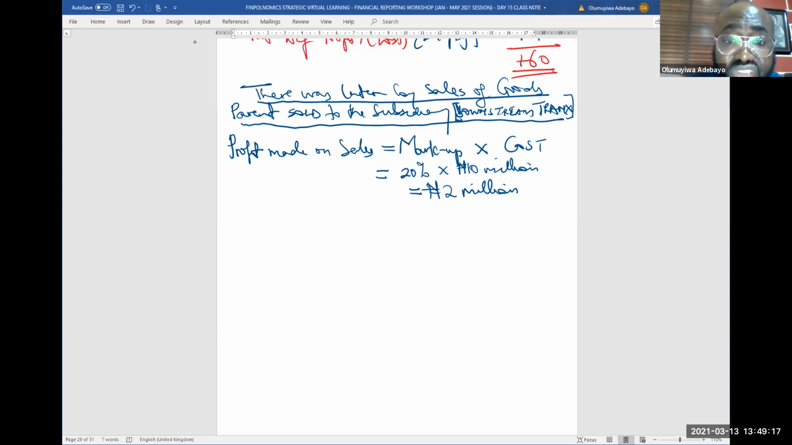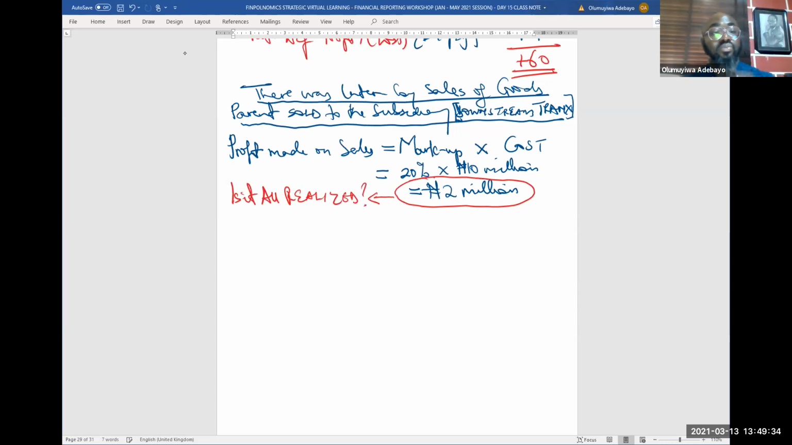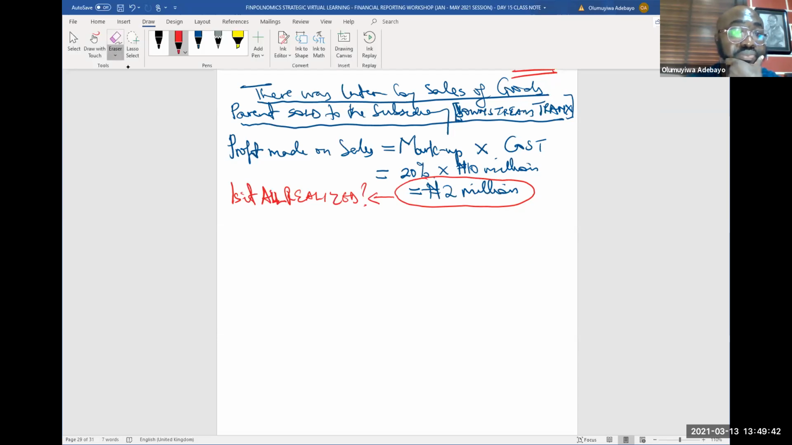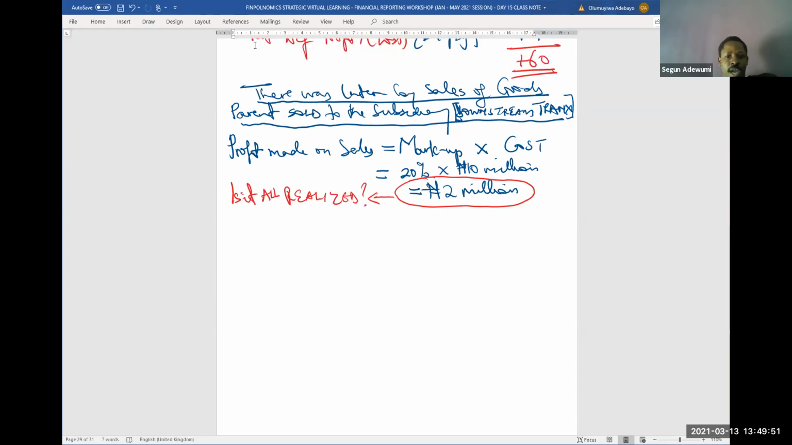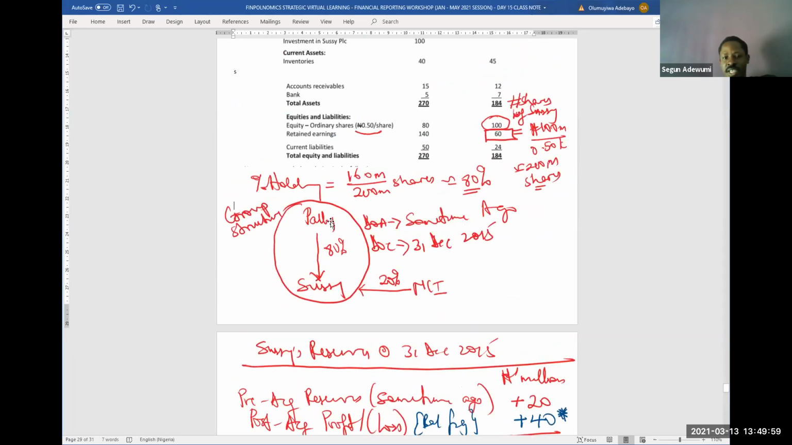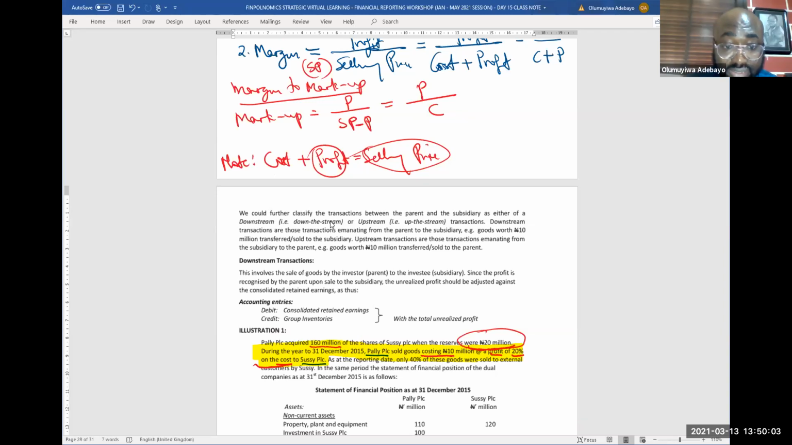Now, the question we now ask is that of these 2 million naira profits, is it all realized? It's a simple question. Who can answer that question? I can try. I think it is not all realized because the subsidiary did not sell everything. Yeah, look at the emphasis. He said, as at the reporting date, only 40% of these goods were sold to external customers by SUSI.